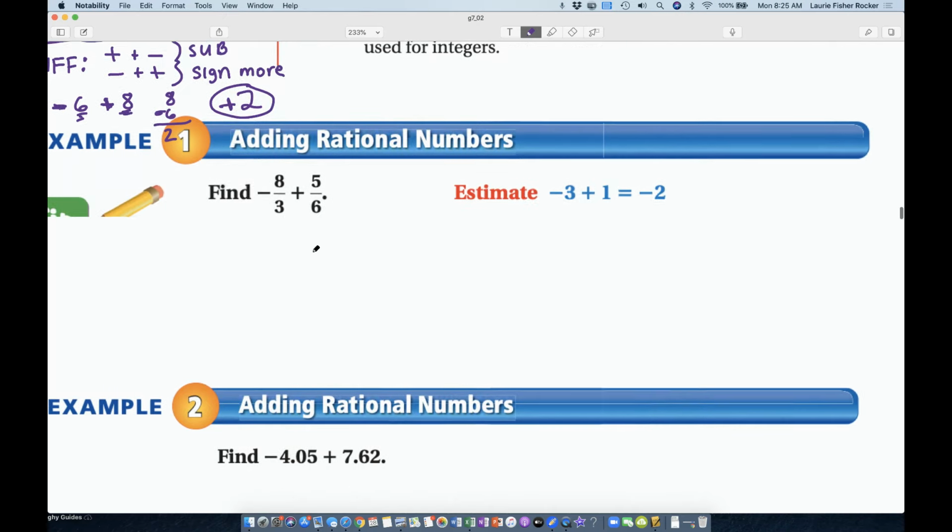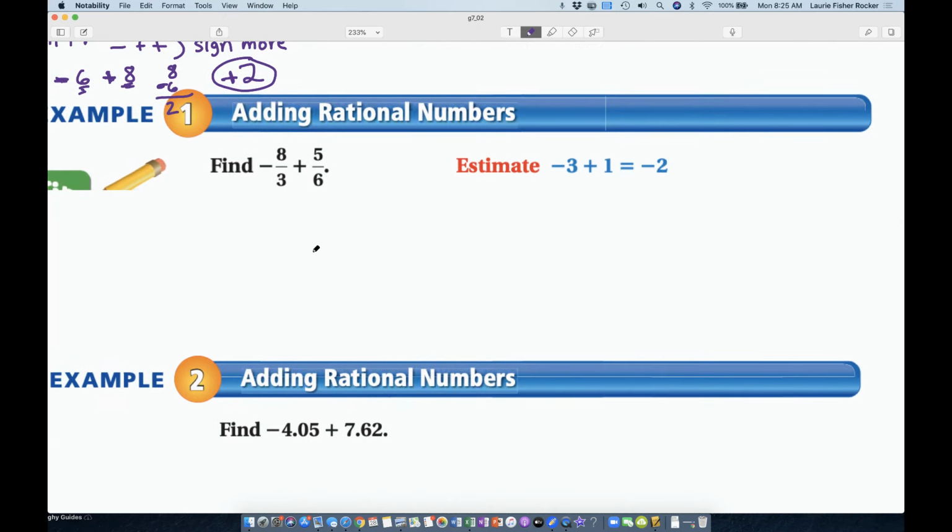All right, adding rational numbers. What you're going to notice over to the side, and it's always a good idea to do this, is to estimate. How does this -8 thirds become -3 plus 1? Well, -8 thirds is an improper fraction, so the nice thing is we can make this a mixed number. It goes in there 2 times with a remainder of 2 thirds. So really, isn't that almost 3?